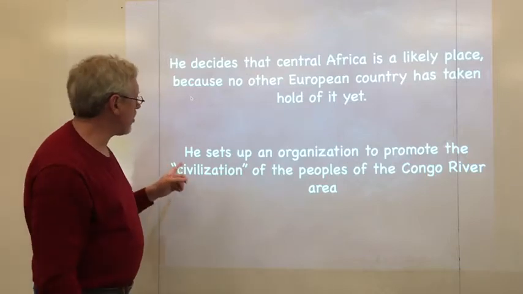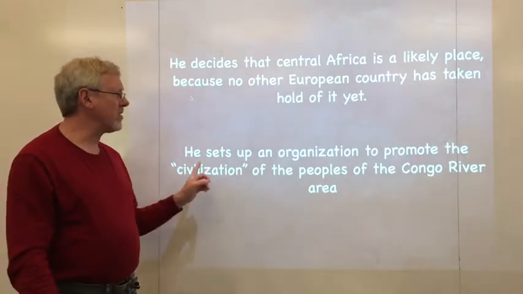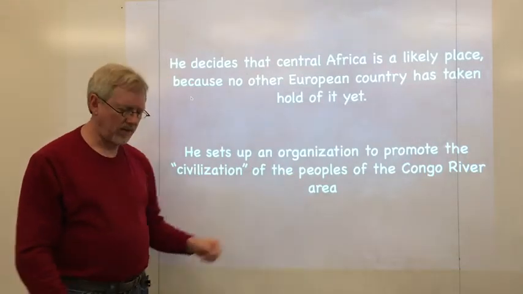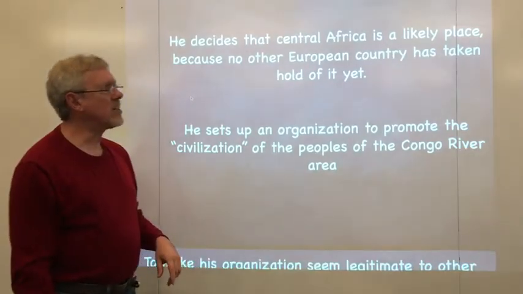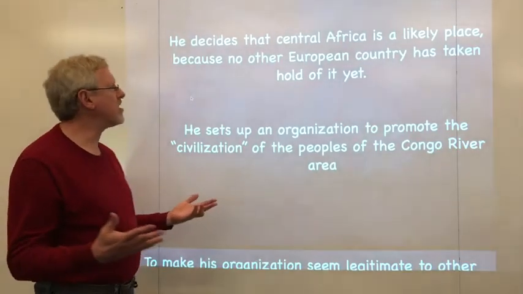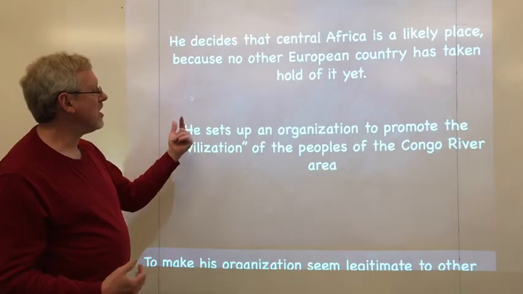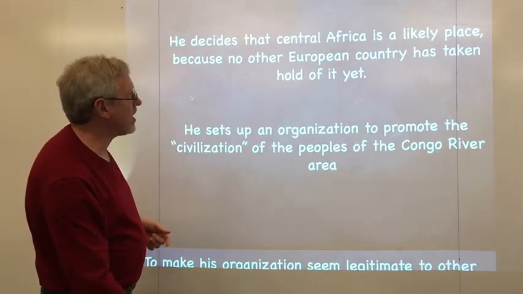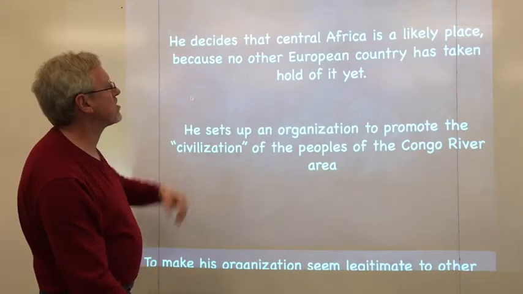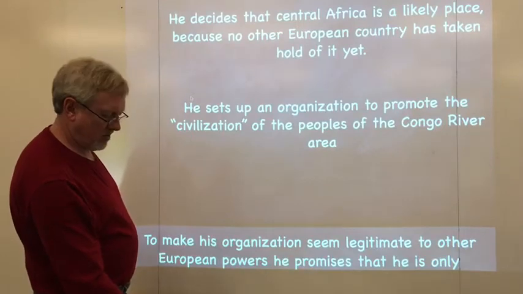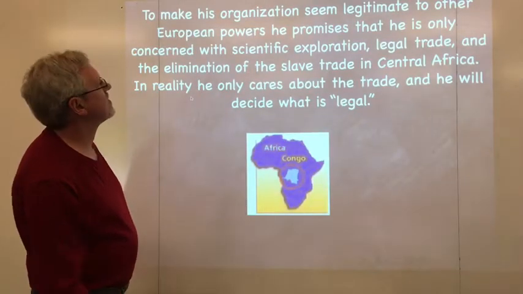And he sets up an organization to civilize the peoples of the Congo River. And it's all done under the guise of this is idealism, we're going to bring civilization, we're going to try to eliminate the slave trade that may have vestiges that are still going.